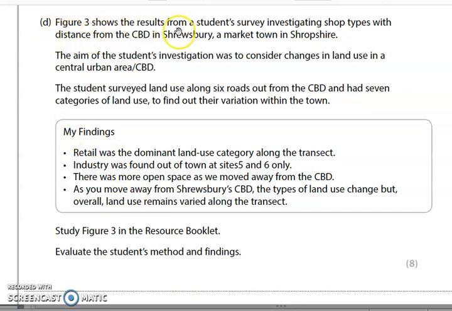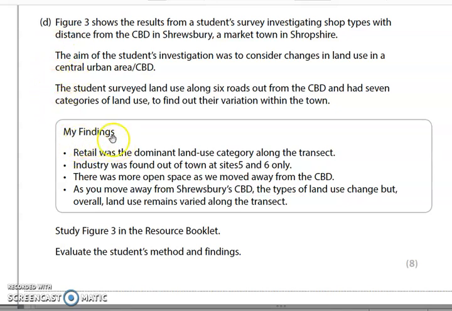Figure 3 shows the results from a student survey investigating shop types with distance from the CBD in Shrewsbury. The aim of the students' investigation was to consider changes in land use in a central urban area or CBD. The students surveyed land use along 6 roads out from the CBD and had 7 categories of land use to find out their variation within the town. So here they're talking about the aim they've been working towards, and this is the technique that they used.